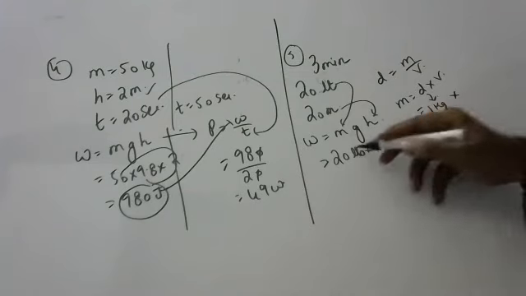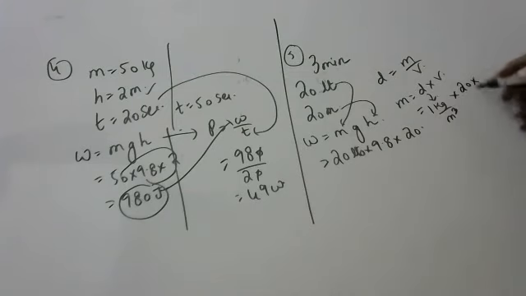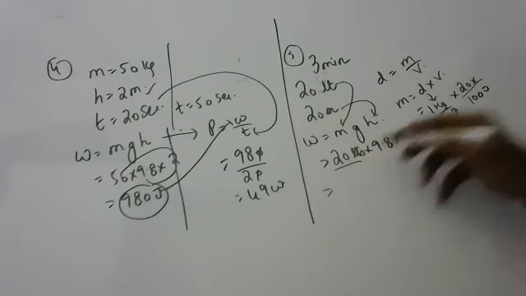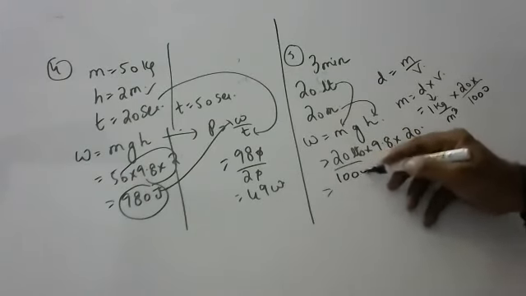And 20 liters, they say, 20 liters. How to convert liters to meter cube? Anyone of you know, children? If you want to convert liters to meter cube, you have to divide by 1000, children. Meter cube to liter is multiplying by 1000. So, children, what do you have to do? 20 liters by 1000.